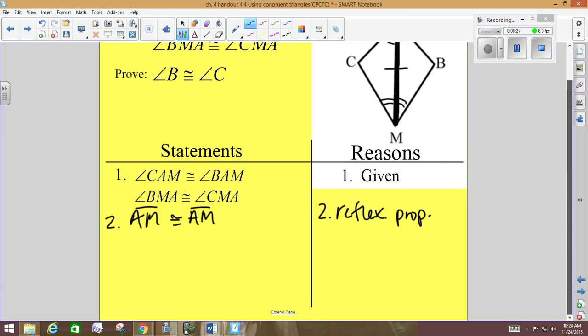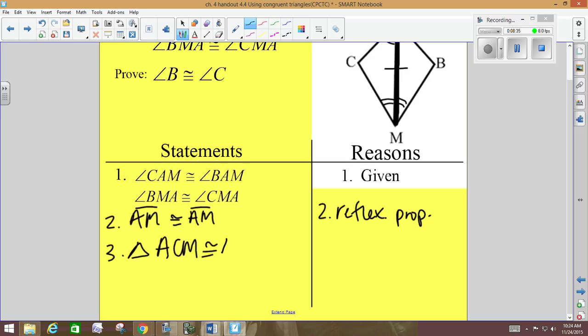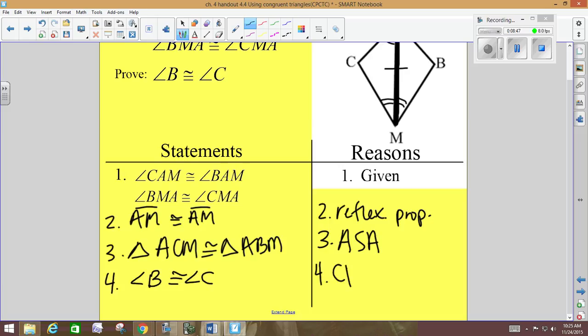Val, how would these 2 triangles be congruent then? Which of our ways? Good. ACM would be congruent to ABM by angle, side, angle. Then for step 4, angle B is congruent to angle C because corresponding parts of congruent triangles are congruent. Boom. We're good on 3?